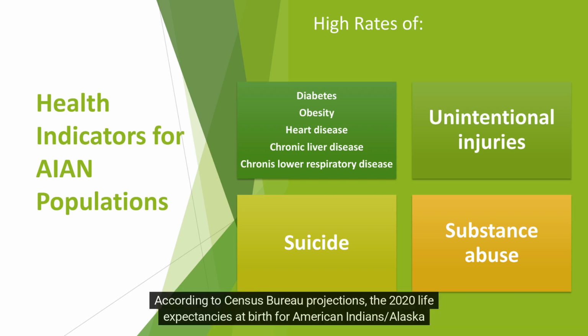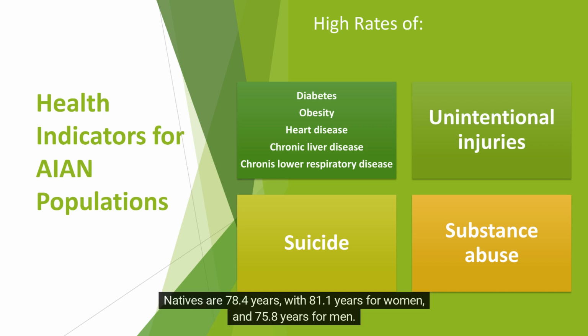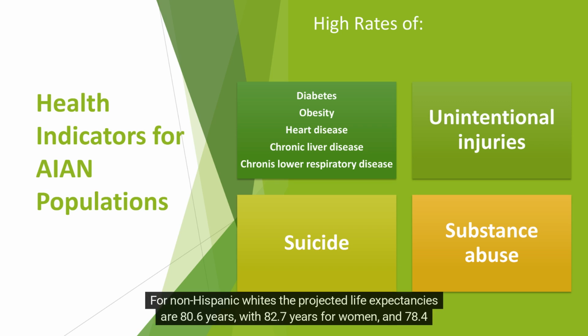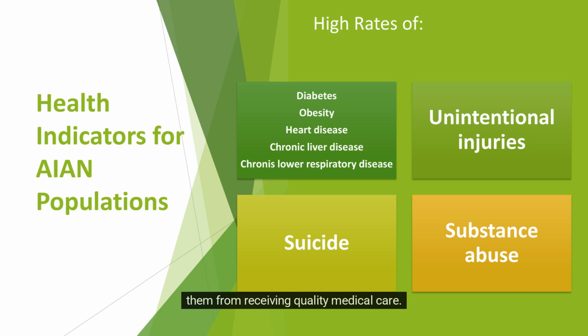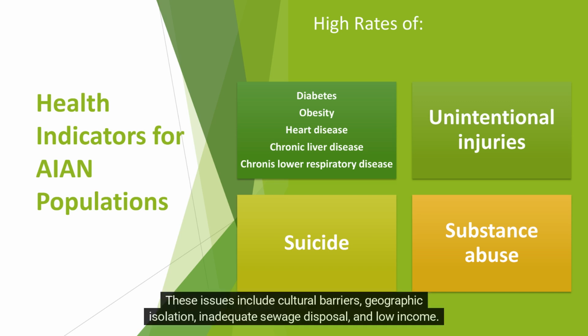According to Census Bureau projections, the 2020 life expectancies at birth for American Indians and Alaska Natives are 78.4 years, with 81.1 years for women and 75.8 years for men. For non-Hispanic whites, the projected life expectancies are 80.6 years, with 82.7 years for women and 78.4 years for men. It is significant to note that American Indians and Alaska Natives frequently contend with issues that prevent them from receiving quality medical care. These issues include cultural barriers, geographic isolation, inadequate sewage disposal, and low income.